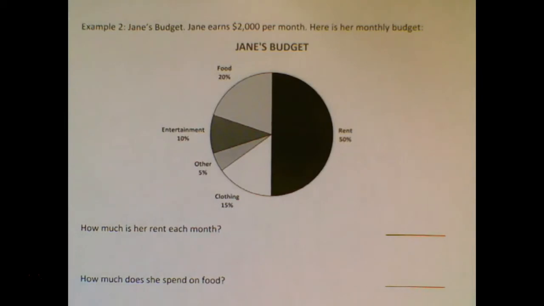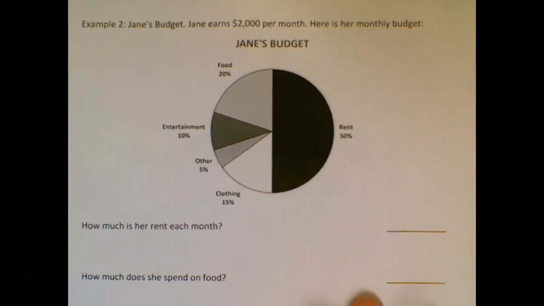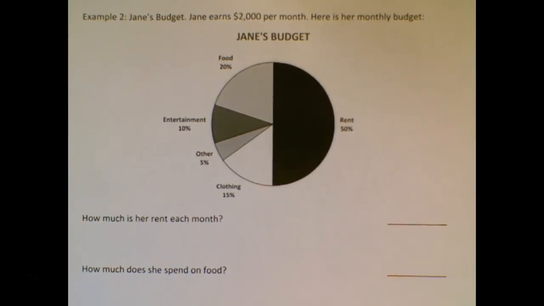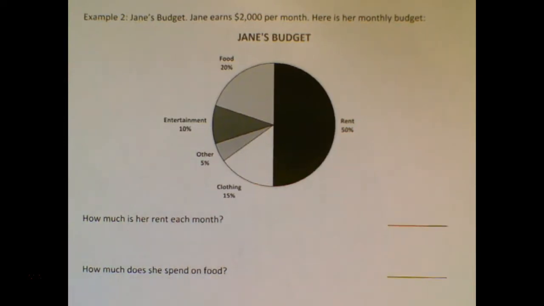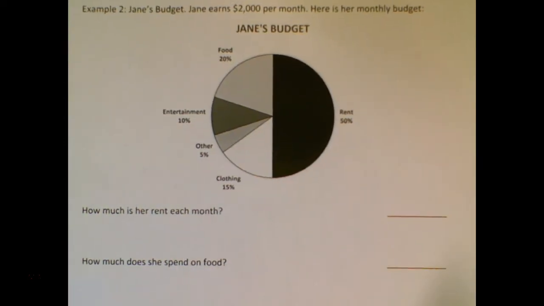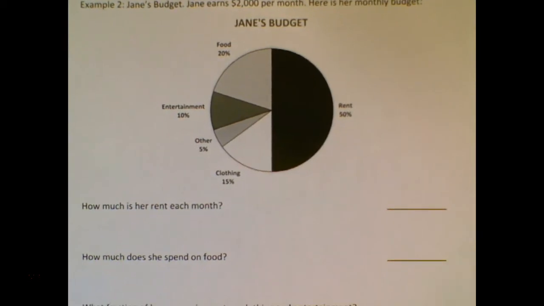All right, so let's take a look at some information about Jane and where her money's going. Okay, and then we'll take a look at making some predictions as well. All right, she is having to pay rent each month in order to live, because that's what you need to do. You need to have a place to live. So her rent is 50% of her budget.